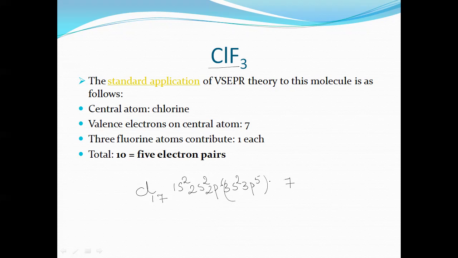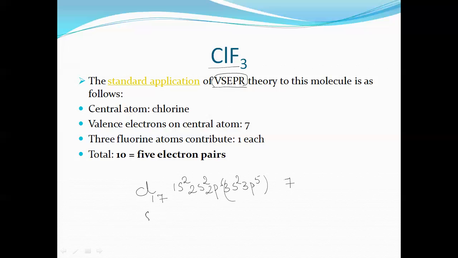We know that the VSEPR theory is totally based on the number of valence electrons, the electrons in the outermost shell. Hence the name valence shell electron pair repulsion theory. It is based on the repulsions between the electrons present in the valence shell, that means repulsions between the lone pairs and bond pairs of electrons.